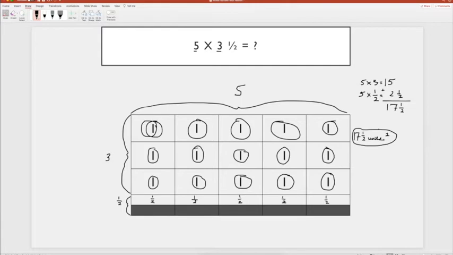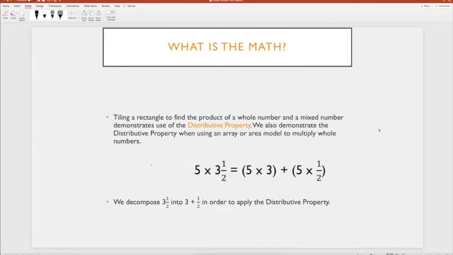So the question here now is, what is the math, right? What kind of math are we doing here? Well, what we're doing is we're utilizing the distributive property. Okay? So tiling a rectangle like we just did, using an area model to find the product of a whole number and a mixed number demonstrates the use of the distributive property. We also demonstrate the distributive property when using an array or an area model to multiply whole numbers, right? So here I broke it down for you.